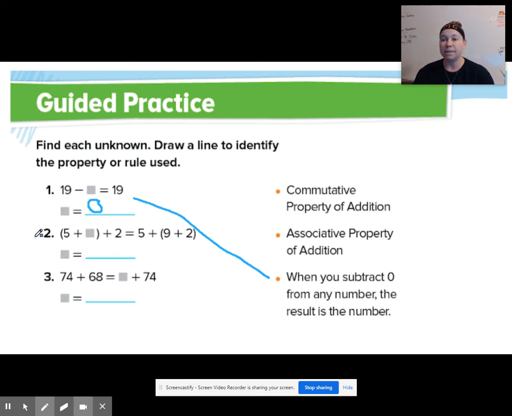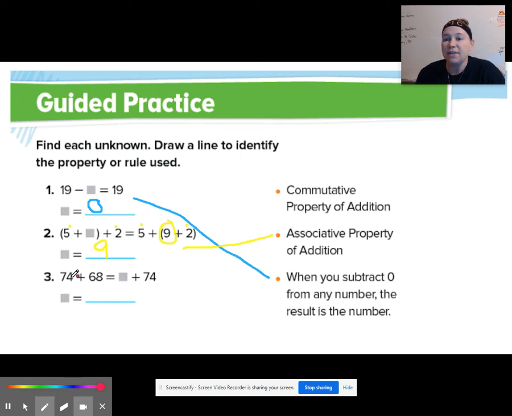How about this one, number 2? Oh, I see those parentheses. Let's solve first. So they want me to solve for this unknown, but if the two sides are equal, that means whatever's over here must also be over here. So what is over here that is not over here? Well, I have a 5 and a 5 and a 2 and a 2. I'm missing the 9. So this unknown must equal 9. Okay? And we know that when there are parentheses involved, that is the associative property. Great.